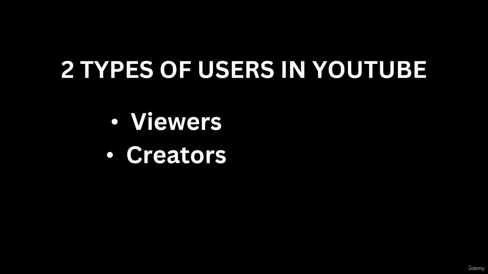And next come the creators. These are the people who create different kinds of videos for us, with nice editing and nice motion graphics. They'll put up nice videos, and sometimes review videos and all. It depends on the niche they're choosing. According to that, they will be creating different kinds of videos and uploading them here on YouTube. So these are the two types of users in YouTube.